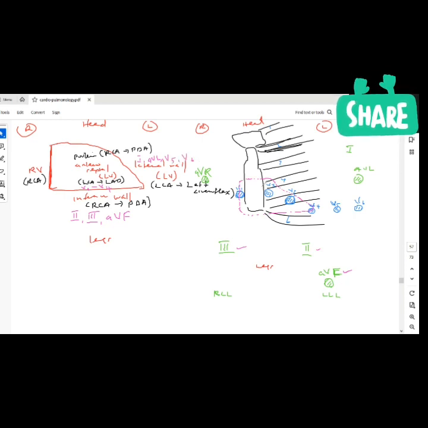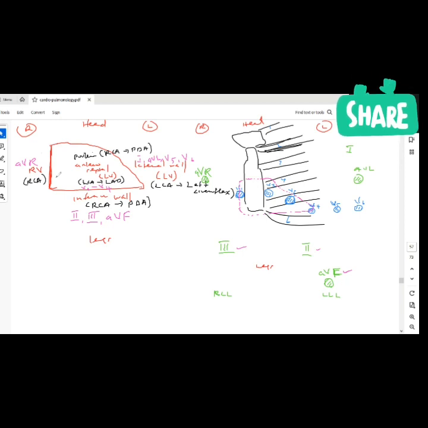Okay. So far so good. And then which lead is looking at the right lateral wall, the right ventricle? That would be AVR.